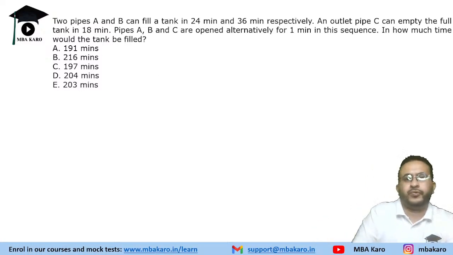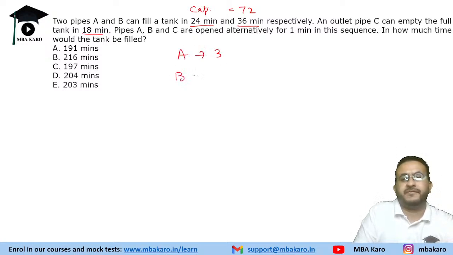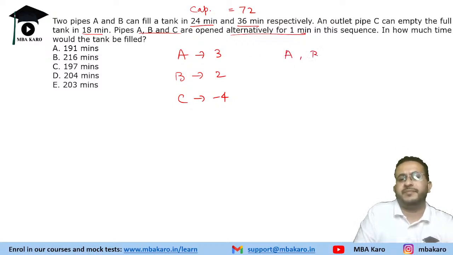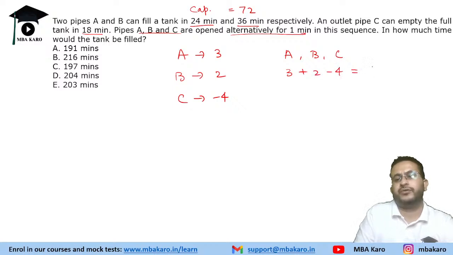So what we will do? 24, 36 and 18. So LCM is 72. Right. So let us say the capacity is 72 units. Now A will fill 3 units, B will fill 2 units, and C will empty 4 units. Now they are open alternatively for 1 minute in this sequence. So first minute A, then B, then C. So 3 minutes में कितना unit fill हो जाएगा? That is equal to 1 unit in 3 minutes.